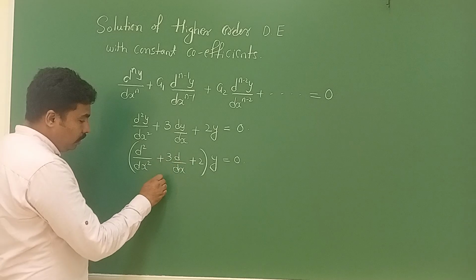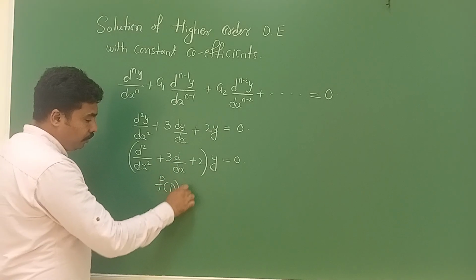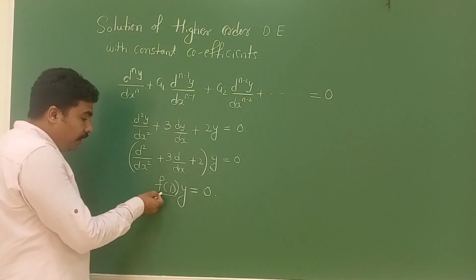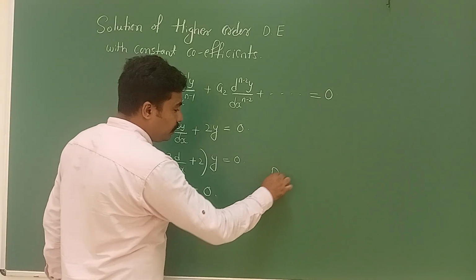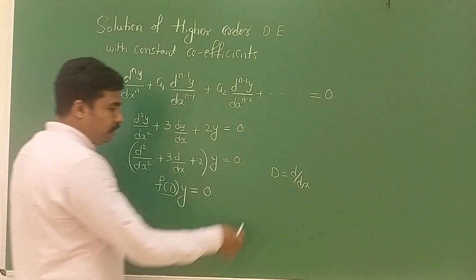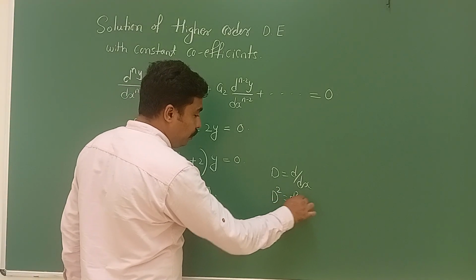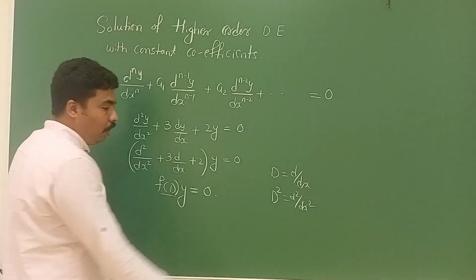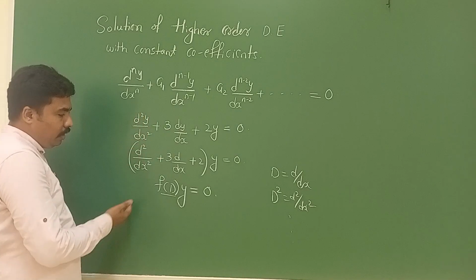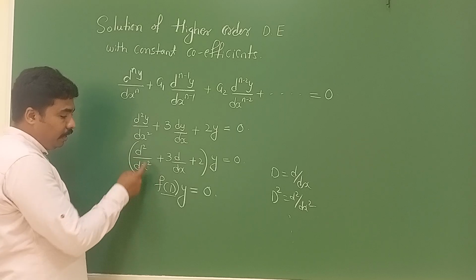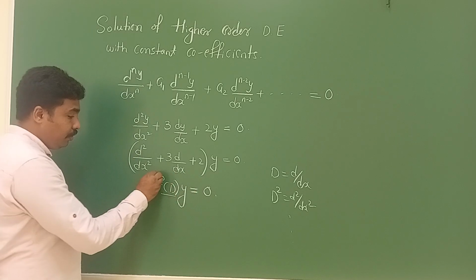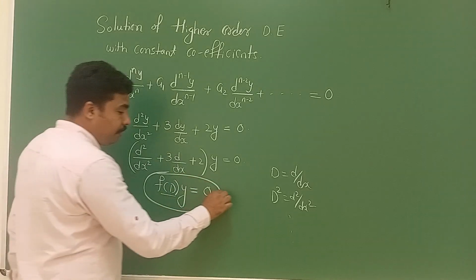If I generalize this term, or write it in the standard form, it looks like f of D, where D indicates nothing but the derivative with respect to x, d by dx. Then D square y means d square y by dx square, and it will go on. So if I convert the second order differential equation to this form, replacing d by dx with D, it will be in this form. And this type of equations we call homogeneous differential equations.